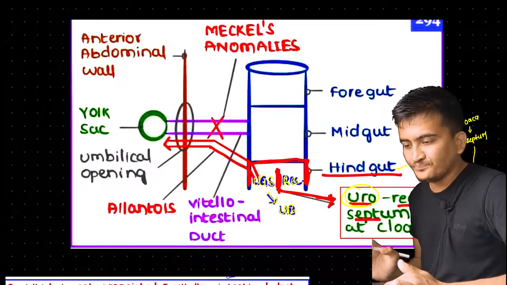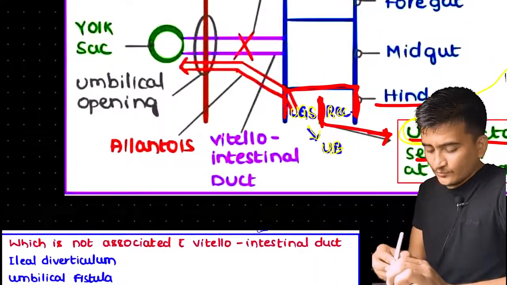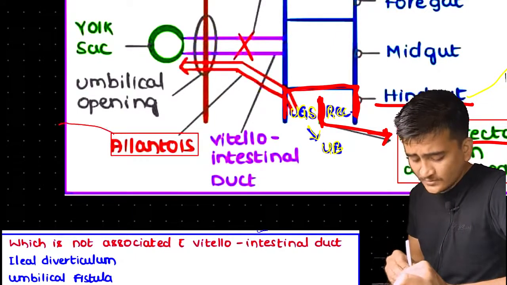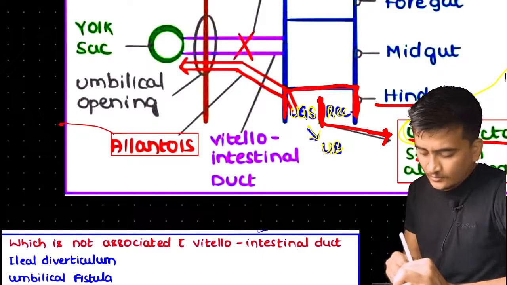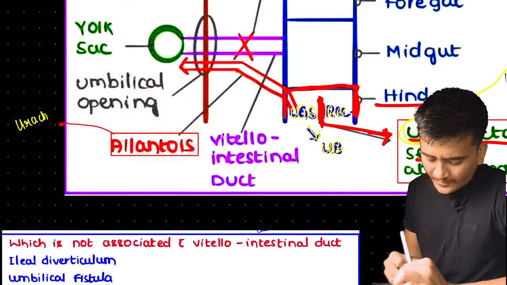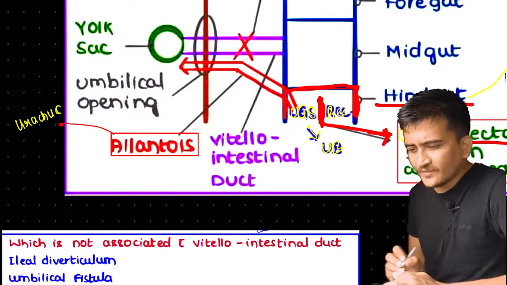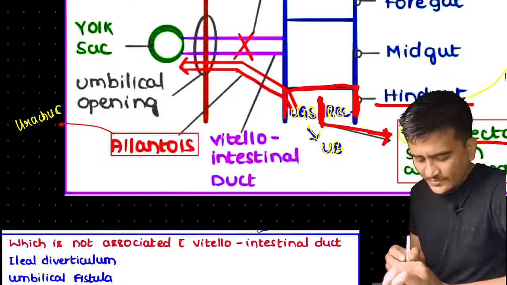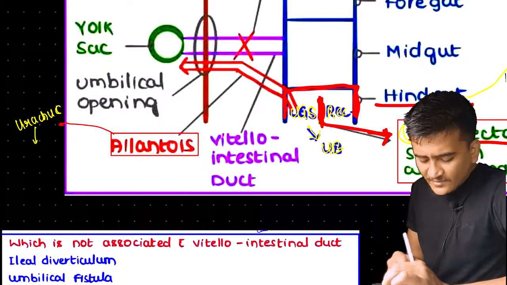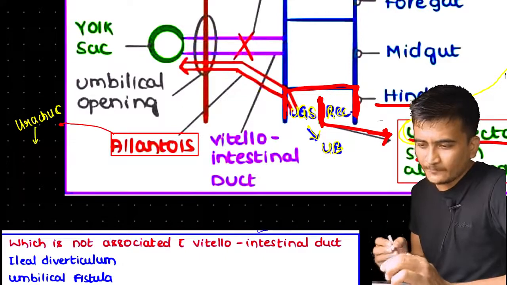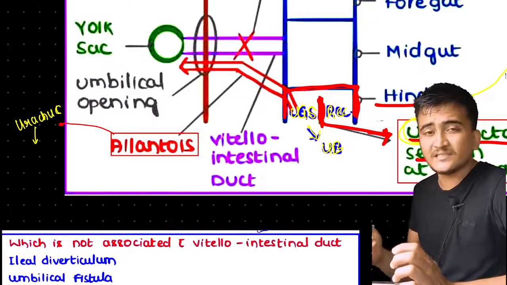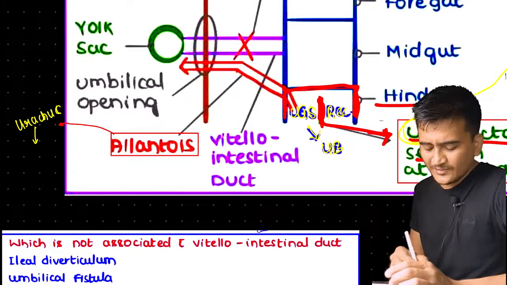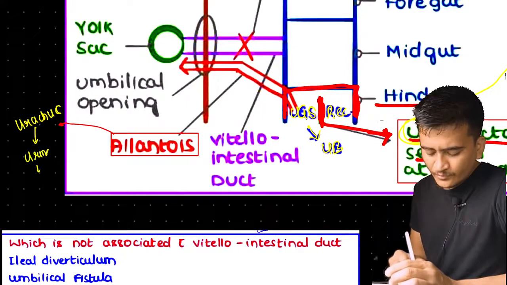Okay, now we're talking about allantois. In future, this allantois will give rise to the urachus. In the adult, it will be obliterated, and that obliterated structure will form the urachus. Now, what will happen if this urachus or allantoic duct is not closed and remains patent, or open? Then this urachus will drain urine from the urinary bladder, right?